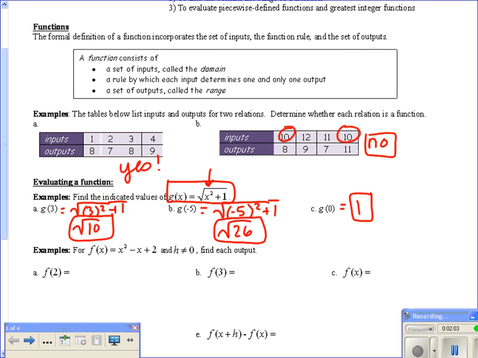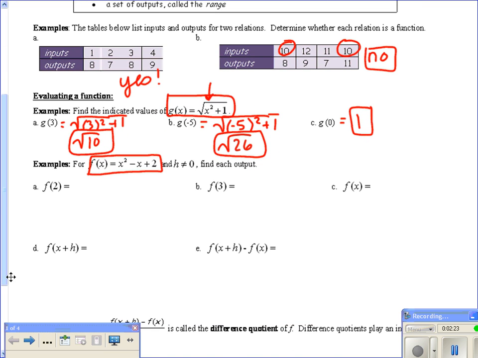Now, for these next examples, you're given f of x is equal to x squared minus x plus 2, and h is not equal to 0. Find each output. This is the function's rule that we're going to use for each of these. I would pause the video, do it on your own, and then we'll just check it together.